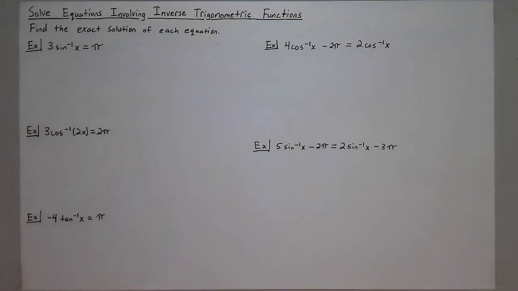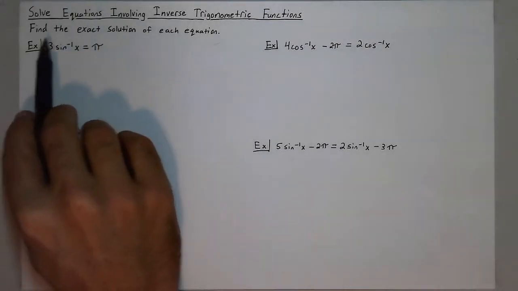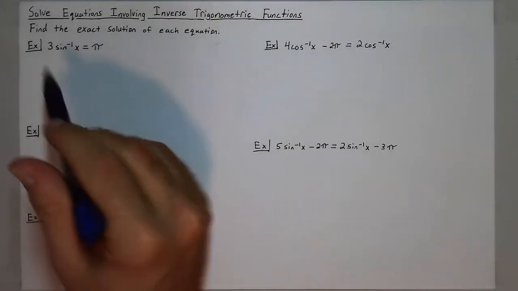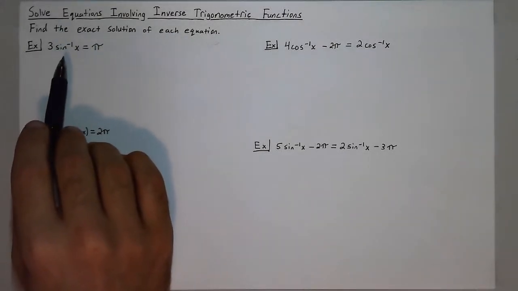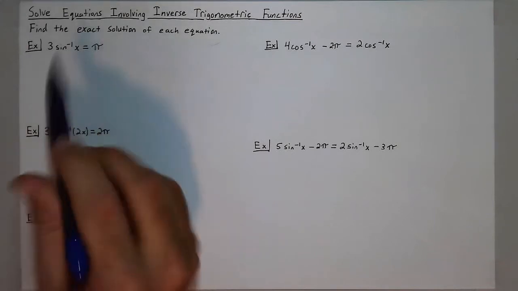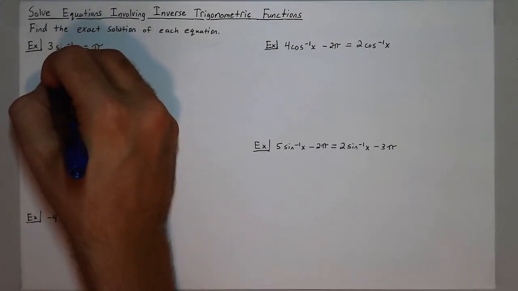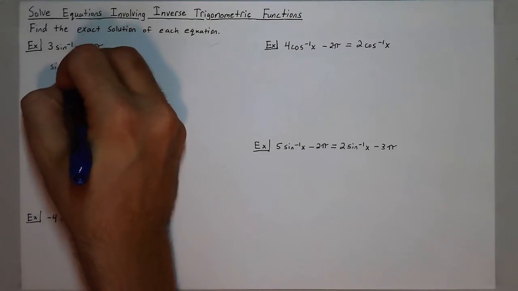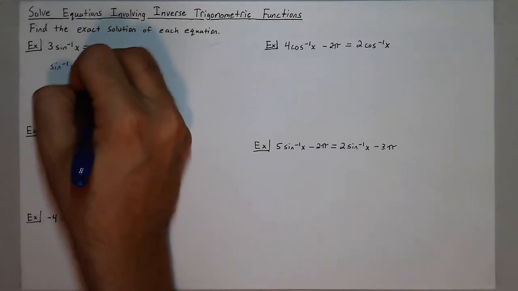In this video, we are going to learn how to solve equations involving inverse trigonometric functions. So your first step into finding the exact solution of each of these equations is to get that inverse function by itself on one side of the equation. So in this case, I'm going to want to divide each side by 3. So I'll have sine inverse of x is equal to pi over 3.